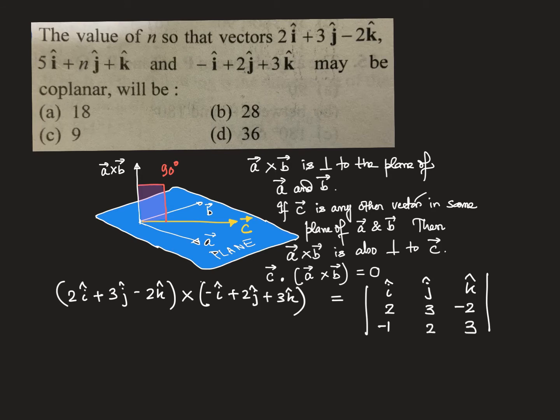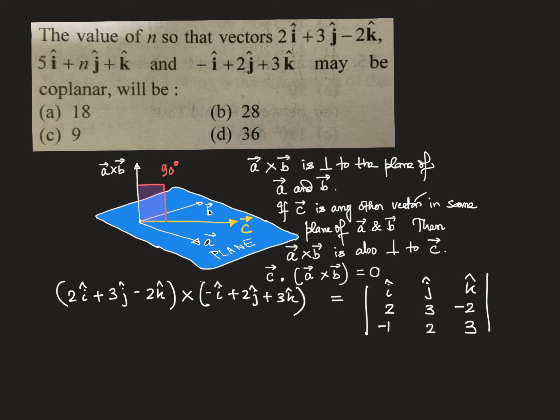So that's what we have told actually, that if A, B and C are coplanar, then A cross B is perpendicular to the plane of A, B and C, all three. So then A cross B dot C is equal to 0, or C dot A cross B equal to 0.